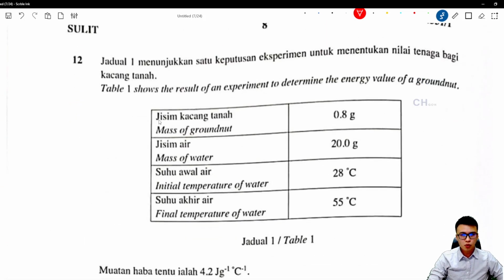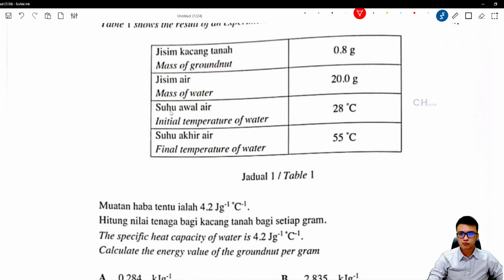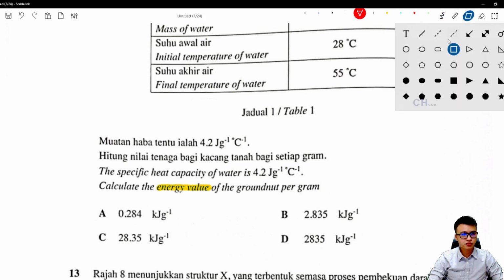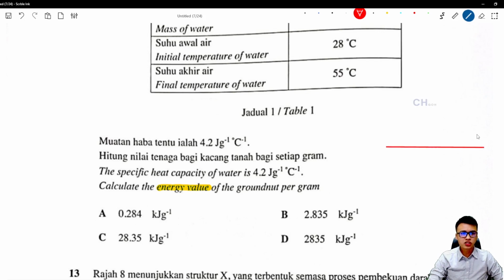Diagram 1, table 1 shows the result of an experiment to determine the energy value of a groundnut. We have the mass, and so on. The specific heat capacity is 4.2. Calculate the energy value of groundnut per gram. So if you want to calculate the energy value, you are going to use the formula. As we mentioned before, you put everything related to water on top of the line.